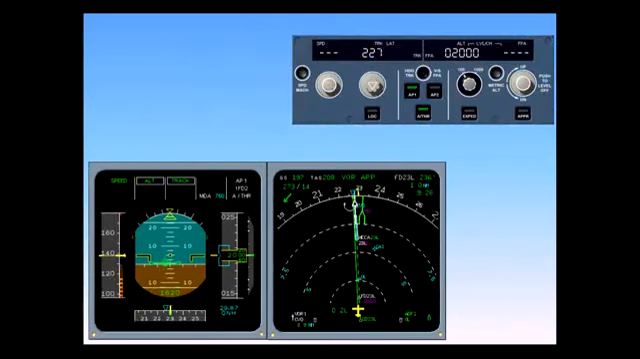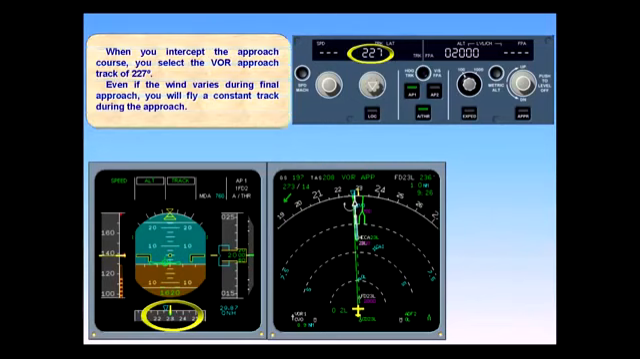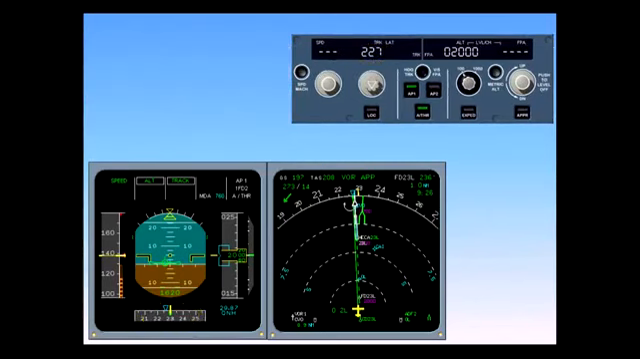When you intercept the approach course, you select the VOR approach track of 227 degrees. Even if the wind varies during final approach, you will fly a constant track during the approach. On the approach chart, you have determined that the final approach path is -3 degrees and starts at 4.4 DME, labeled FAF on the approach chart.